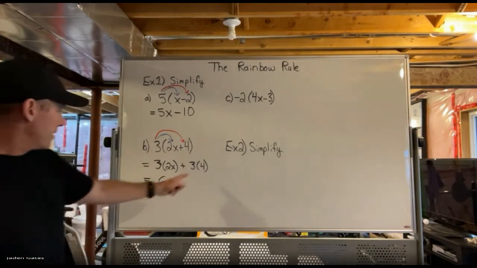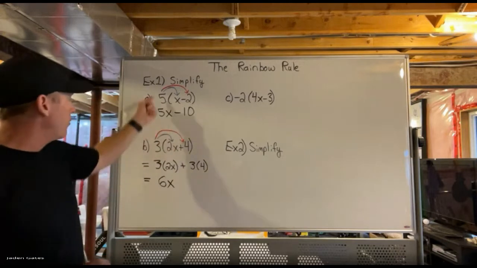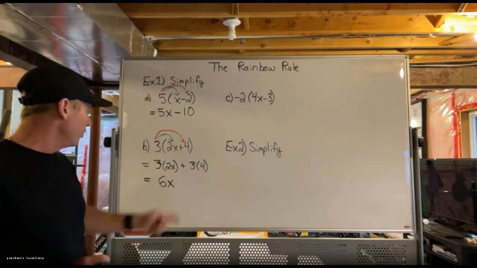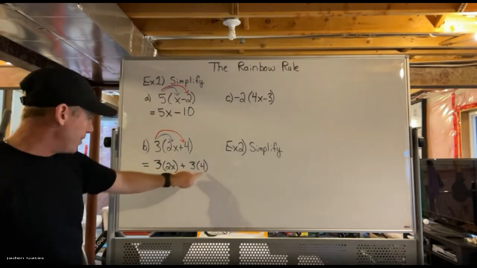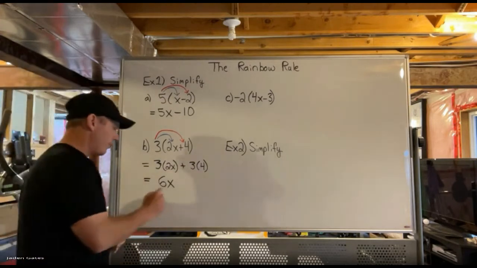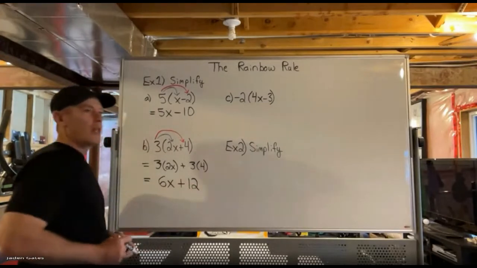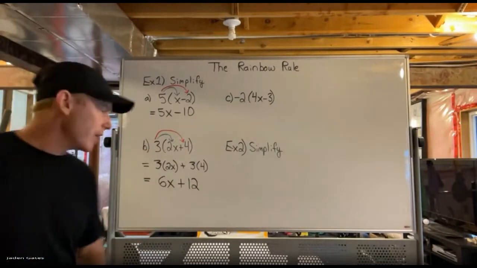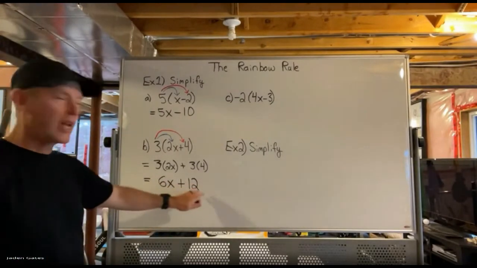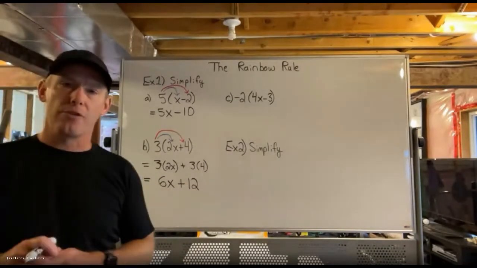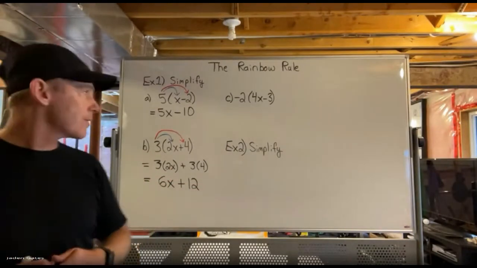And then our second part of our rainbow, and hopefully you can see why I call it the rainbow rule, positive 3 times 4. Well, positive 3 times 4 is 12. And once again, that is as far as we can go because we have x's and we have 12s. Can't go any farther than that because they're two separate things.